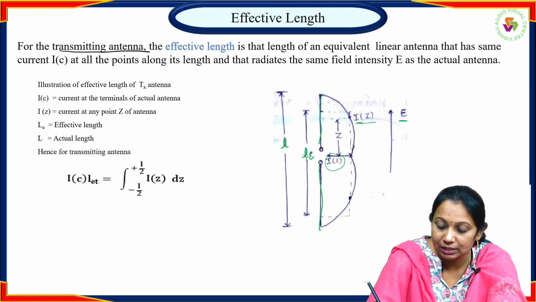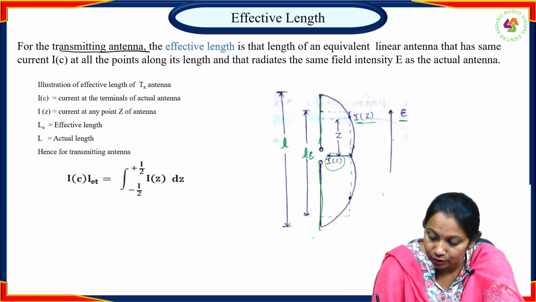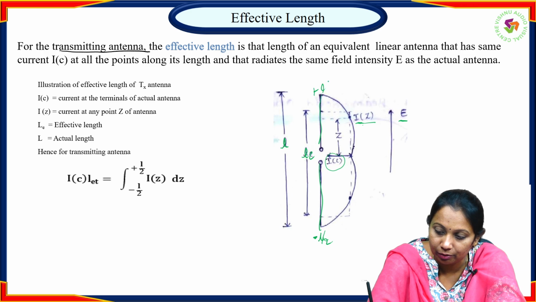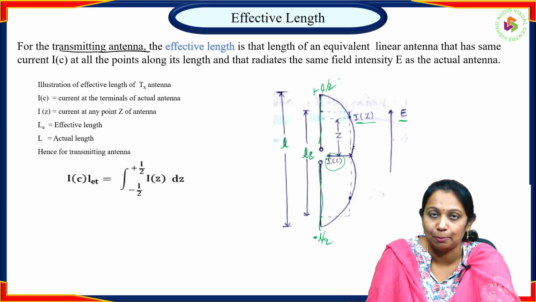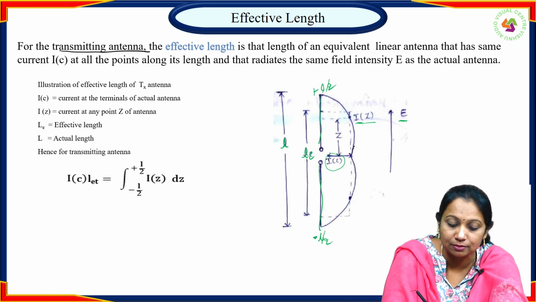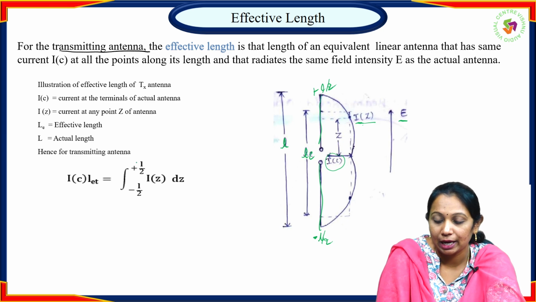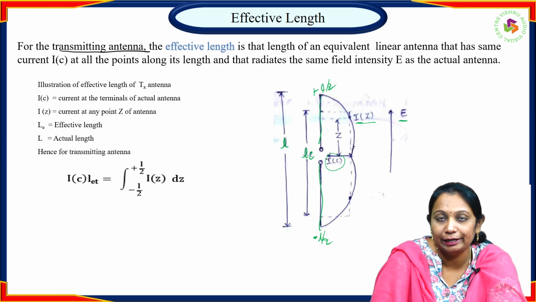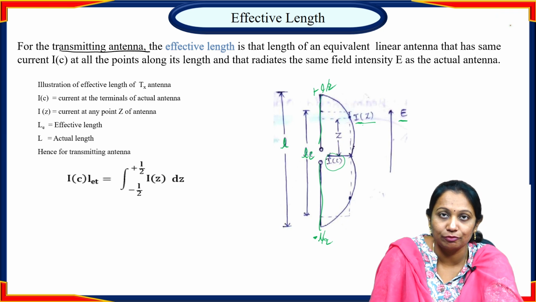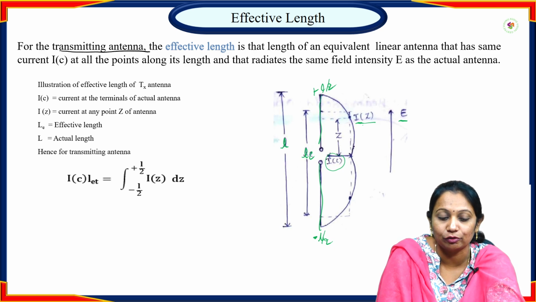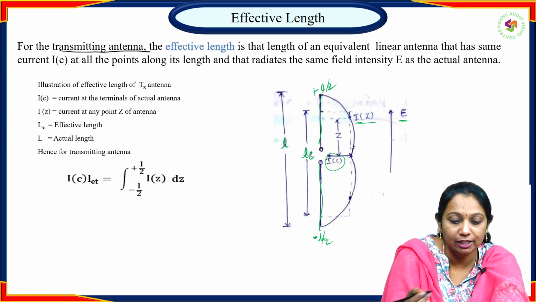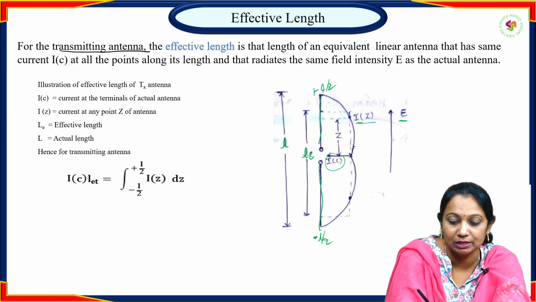Why? Because this is the length of the antenna. So on the negative side it will be minus L by 2, and on the positive side plus L by 2. Then I take the limits as minus L by 2 to L by 2 of I of Z into dz. So this is the formula to calculate the effective length of the transmitting antenna. Here are the parameters, the illustration for the transmitting antenna.